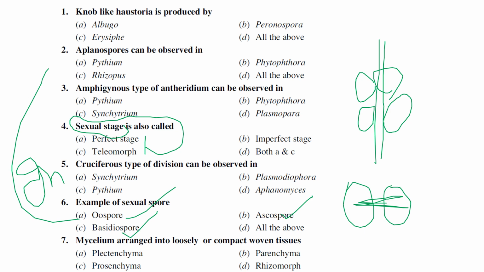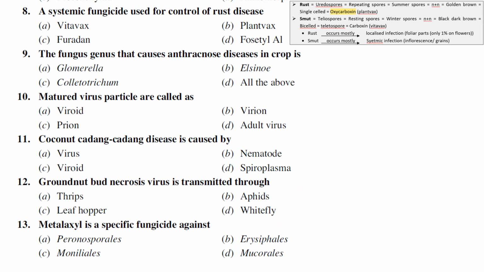So this Armillariella mellea we might have studied in mushrooms. It is a bioluminescent fungus, or foxfire fungus, where it emits light. Such things we might have studied in the mushroom section. Actually that also falls under mycology. But here, when it comes to this question, mycelia arranged into loosely or compact woven tissues is an example of plectenchyma.